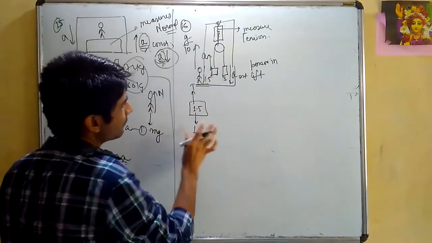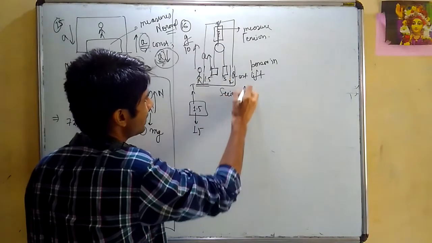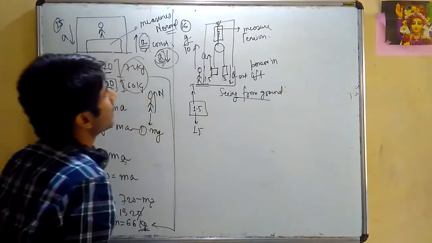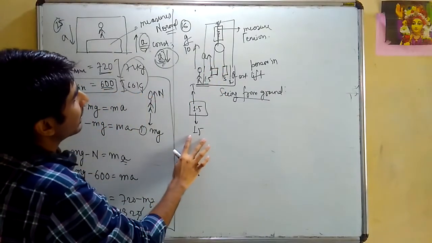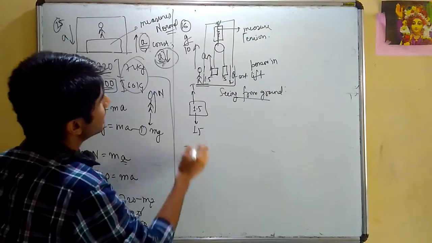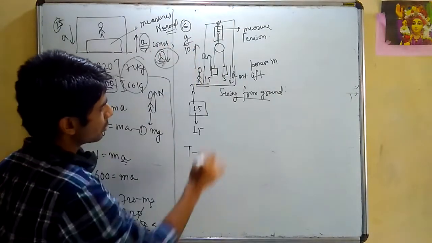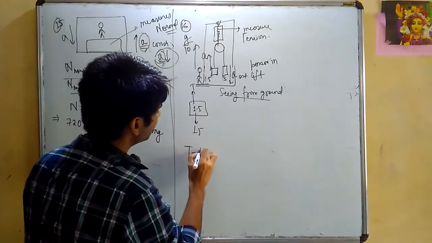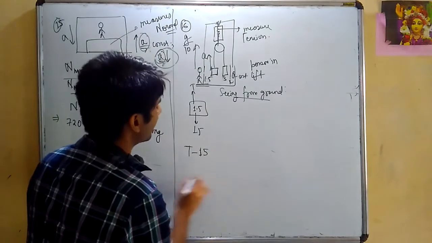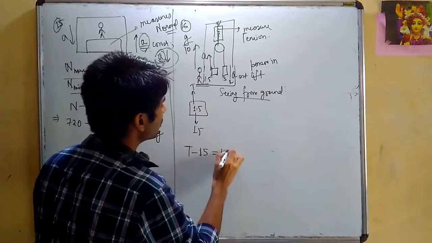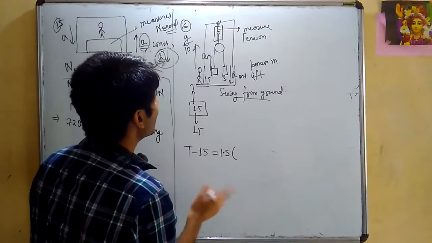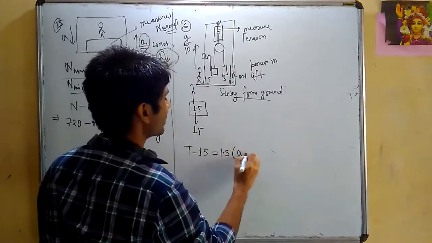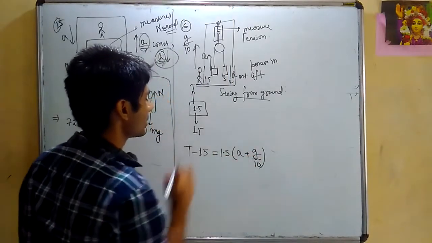Now seeing from the ground, how will I write the equations? See very carefully. Upward, T is acting on this, downward there is weight. Since I am assuming the body is going up, I'll write T minus mg equal to the mass of the body into the acceleration. The net acceleration is, one, it is itself going up with respect to the person, and the lift is also going up with g by 10. So the net acceleration will be a plus g by 10.